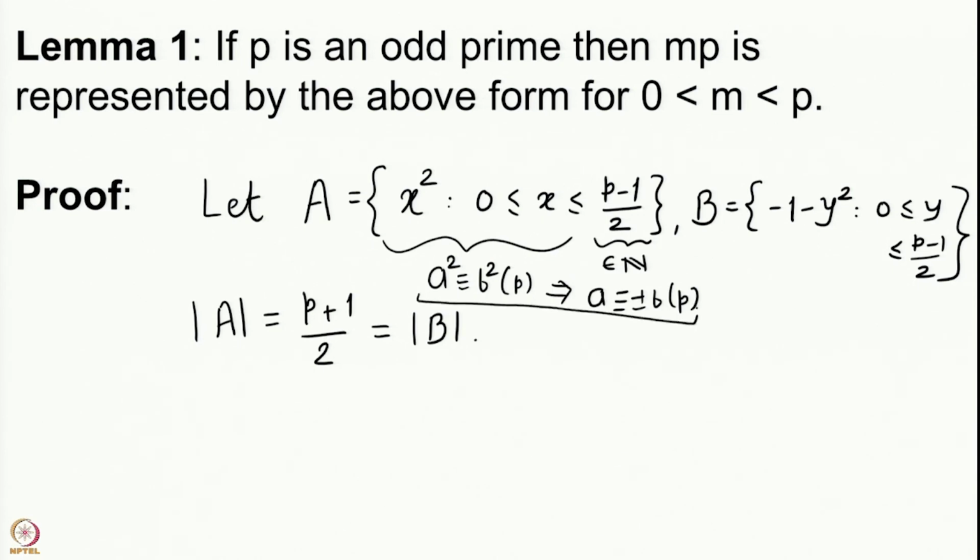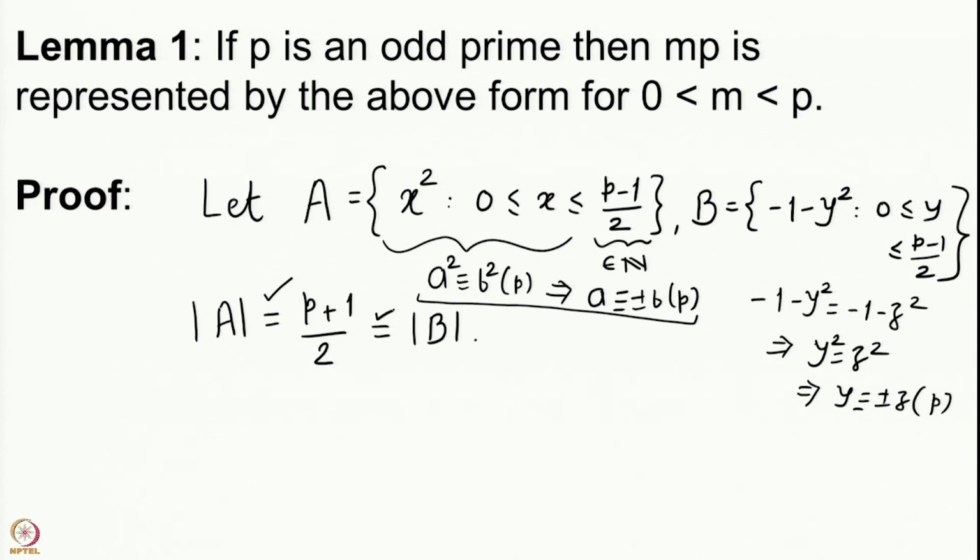So, this simple statement enables us to prove this inequality, and here if you have minus 1 minus y square equal to minus 1 minus z square, this would imply that y square equal to z square, and then again y equal to plus or minus z mod p. So, this would imply equality, and so you have that this holds modulo p, which is again a contradiction. So, this enables us to prove this equality.